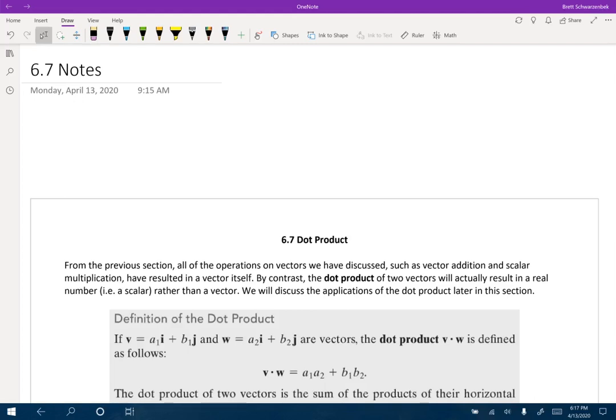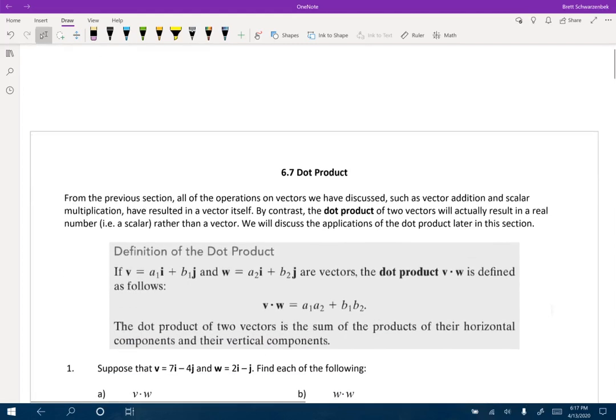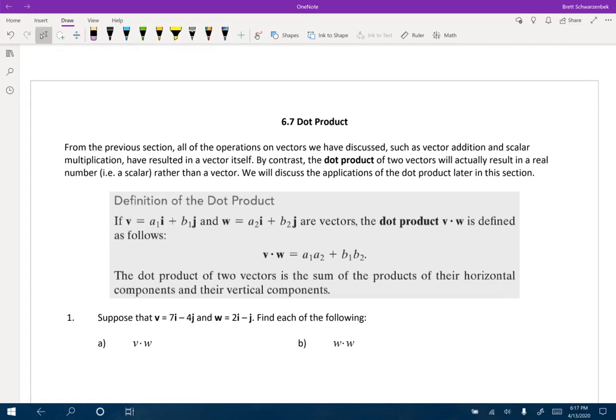Okay, this is the 6-7 notes for Precalculus 2. In the last section, you had an intro to pretty much everything you need to know about vectors. But there are a couple other topics that are associated with vectors that are very important, and they revolve around an operation called the dot product.